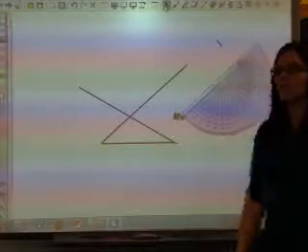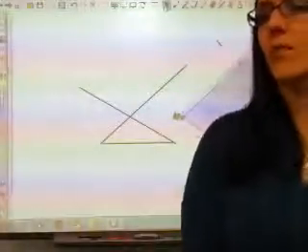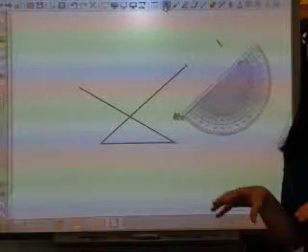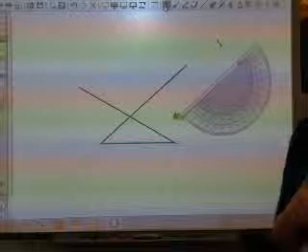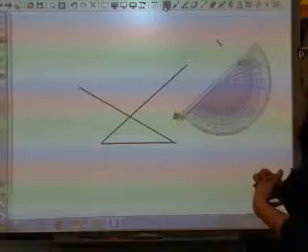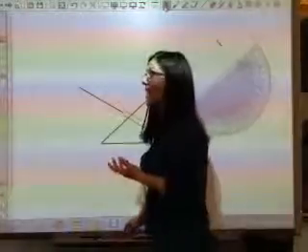So compare your triangle with a neighbor and see whether or not your triangles are the same size. Yes or no? No. So if all three angles in two corresponding triangles are the same, can I say that the two triangles are congruent? No, I can't. So this is not a test for congruency. So angle, angle, angle failed.